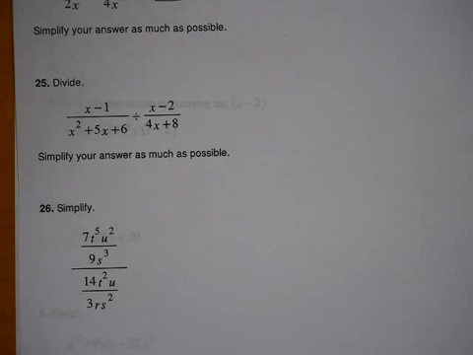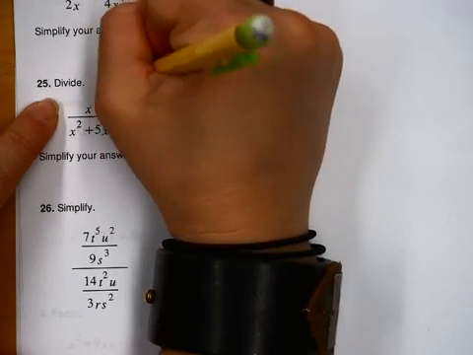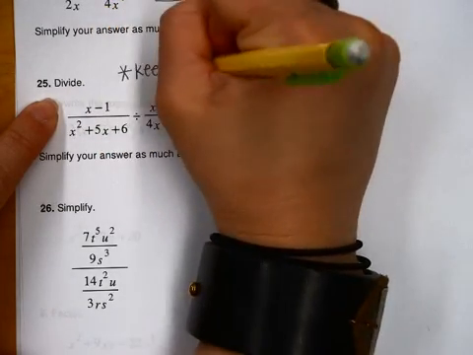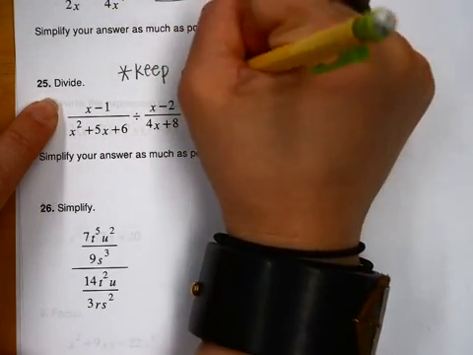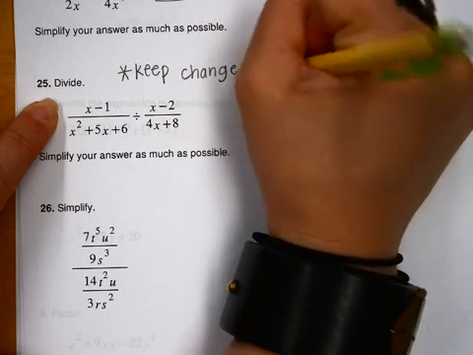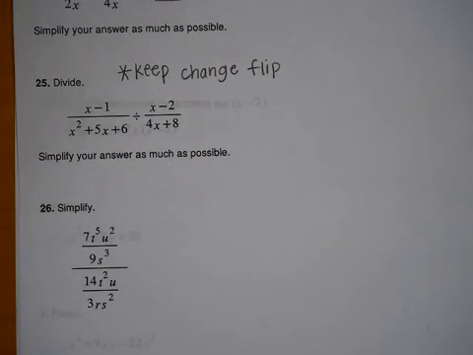So think back to dividing fractions. What is the only difference between multiplying and dividing fractions? What do you do when you're dividing fractions? Flip. Right. You keep, change, flip, right? You remember that phrase? Keep, change, flip. And what do I mean by that? Keep the first fraction exactly the same.